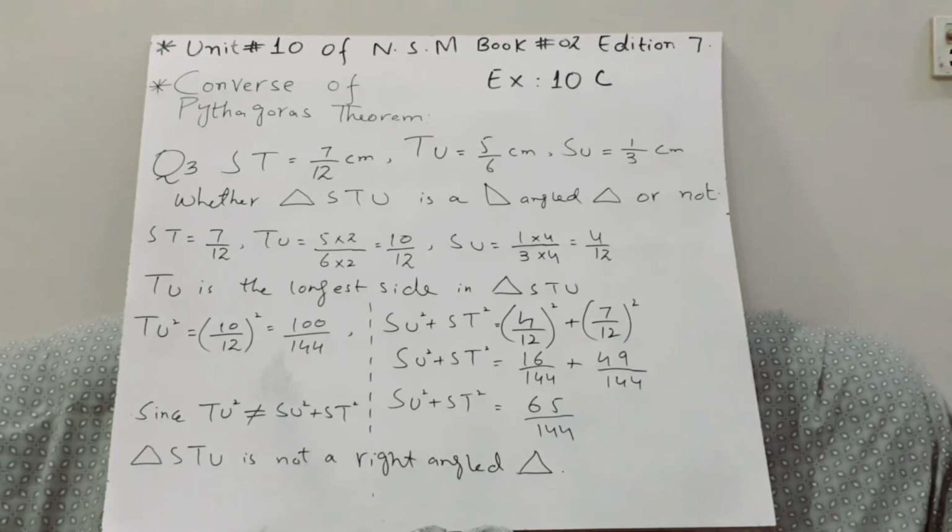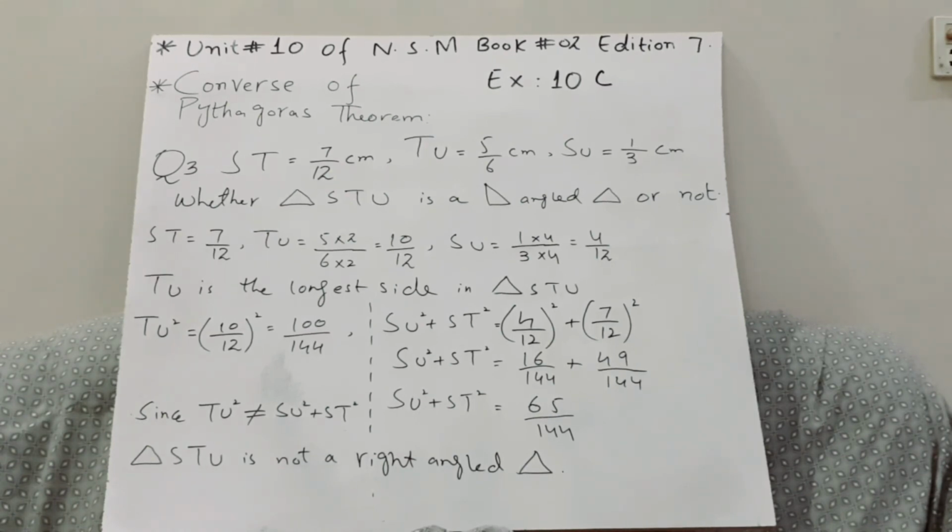Same for SU. SU is given as 1/3. Which number do we multiply with 3 to make the denominator 12? We know that 3 times 4 is 12. So we multiply the numerator by 4 as well, and SU equals 4/12. Now that we have made the denominators the same, we are able to identify which side is greatest and which is lowest. You can see TU, which is 10/12, is the longest side in triangle STU.